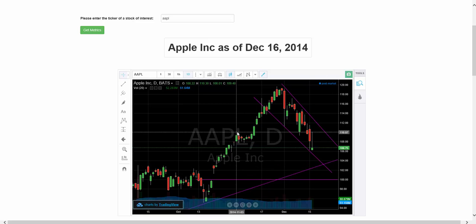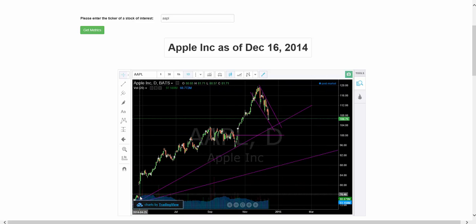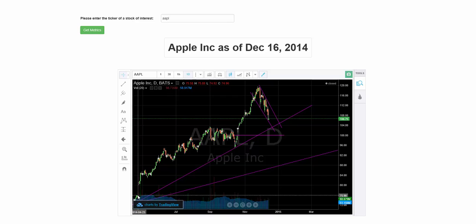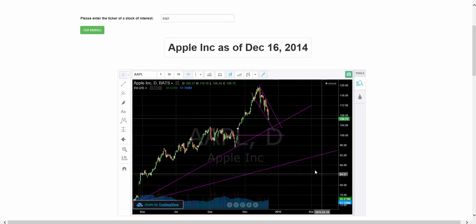If I zoom in, we have another gap down here. Too far away to tell right now. I'm just not going to go there. But anyways, it's just something to point out, that's all.